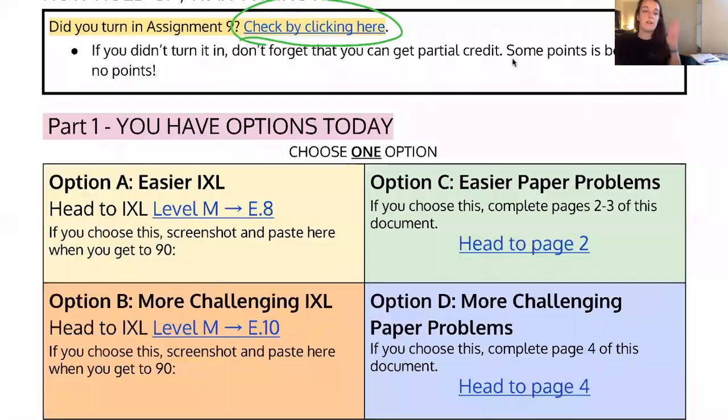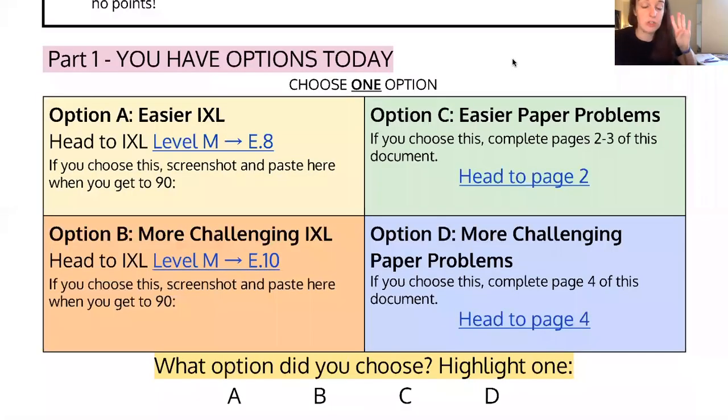And then you have 4 options, right? You're going to choose one of them. You don't have to do all 4. You should not do all 4. You're going to choose one of them.